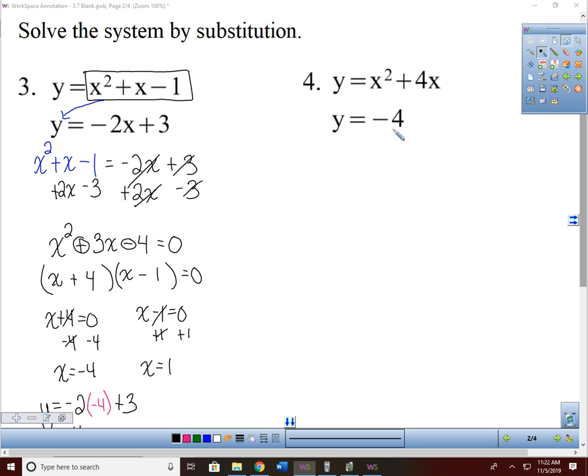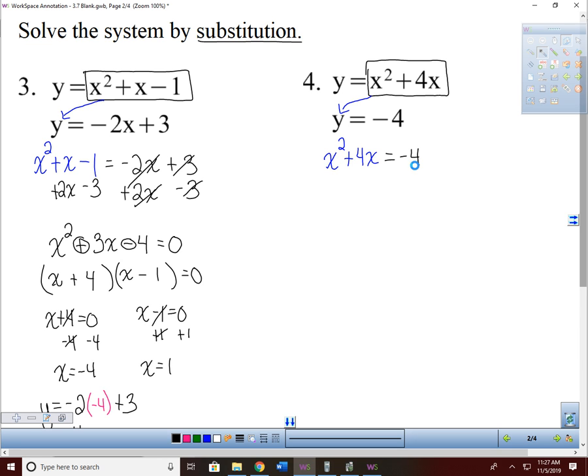Again, solving by substitution. So I know in this top part that I've got y equal to x squared plus 4. Well, that means I can take that and plug that in for the y value down here. So that gives me x squared plus 4x. So I've replaced the y. That's what substitution is, replacing. And then I've got equals negative 4.